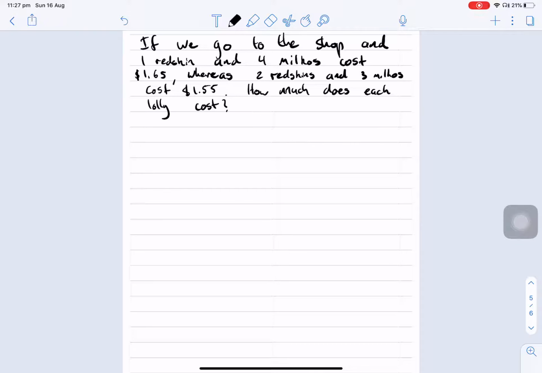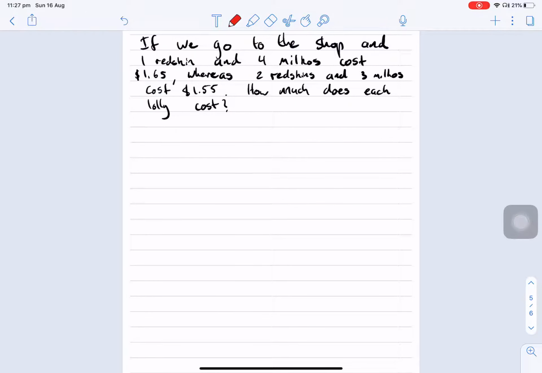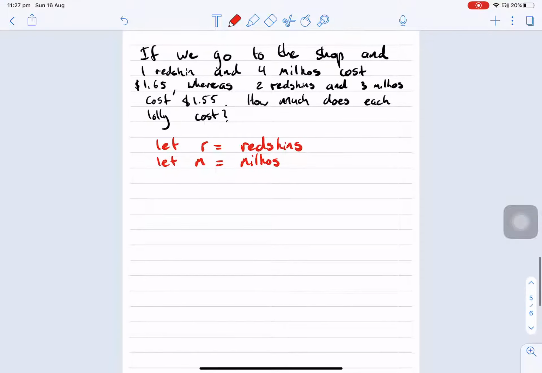In the original question, the textbook asks you for Redskins and Golden Ruffs, but Golden Ruffs aren't my jam, so I've gone with Milkos. When we do all these types of application questions, we set the pronumerals to represent the variables that we want. So we're going to let R equal Redskins. We're going to let M equal Milkos. And we just need to pick the information out of the question.